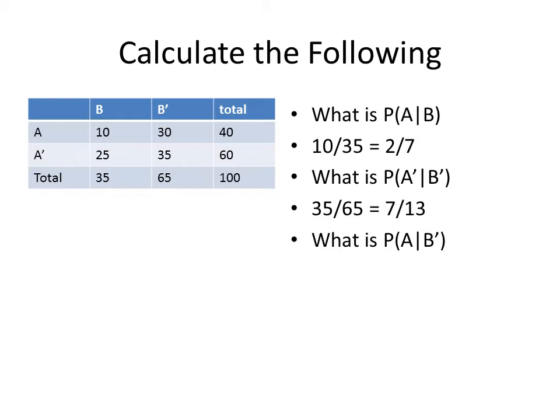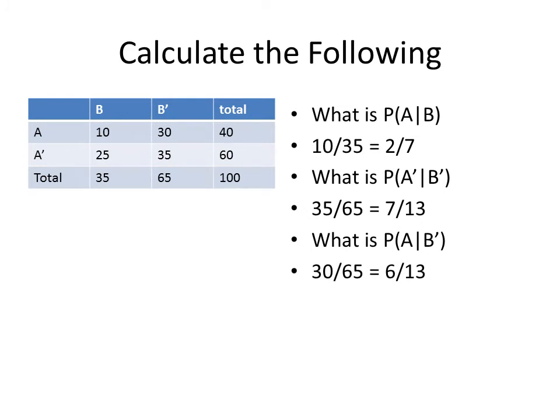Okay. The part C of the problem is, what is A given B prime, I believe. What is A given B prime? Well, we're going to assume that B prime happened. That puts you in this one. And the event is A, which is 30. 30 over 65, which is 6/13.